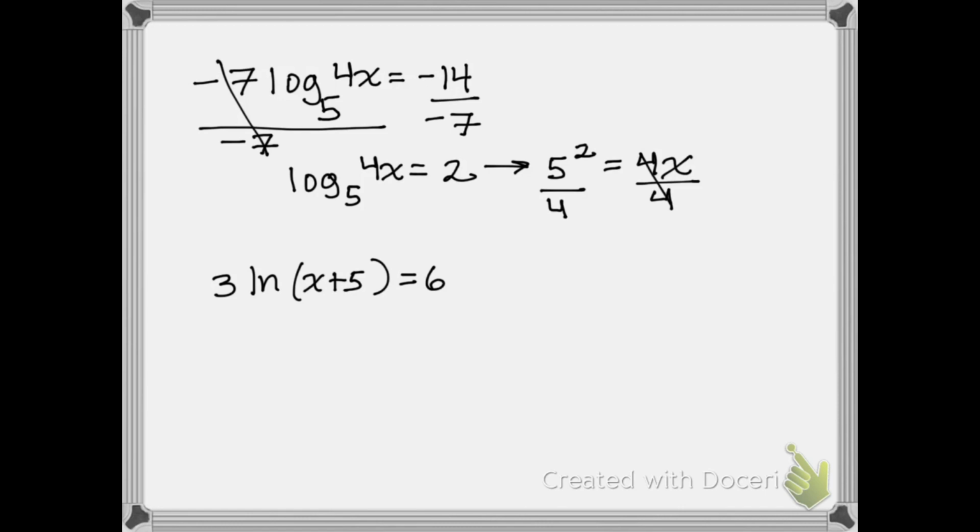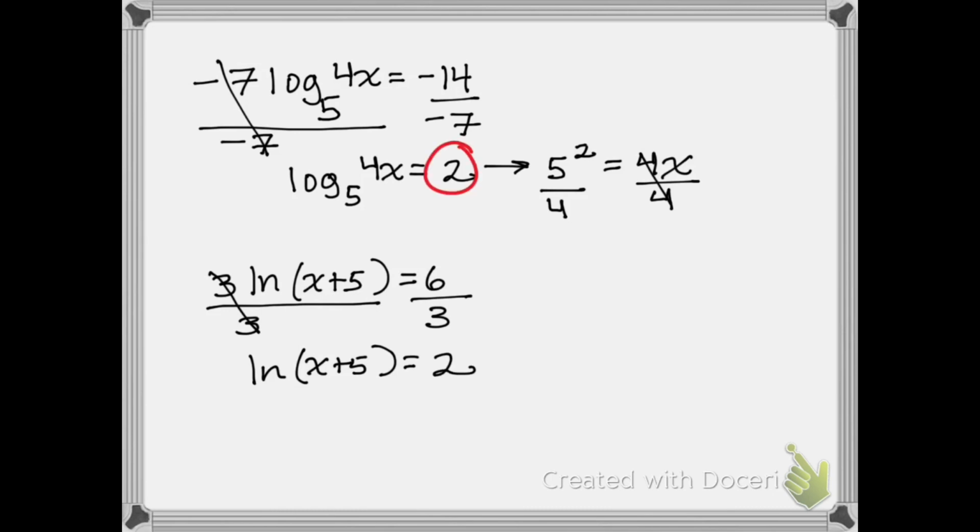Now we will look at the same problem, but with a natural log. Same situation. I need to divide by 3 to isolate the log expression. And again, just coincidentally, I end up with ln of x plus 5 equals 2 again. That's just a coincidence. We could end up with anything on the right side.